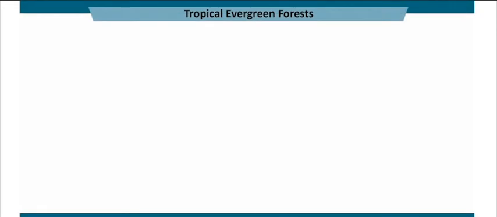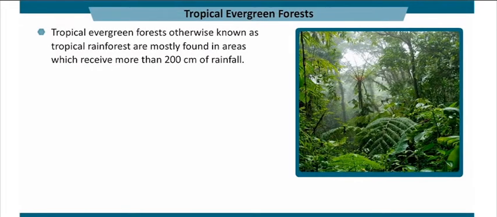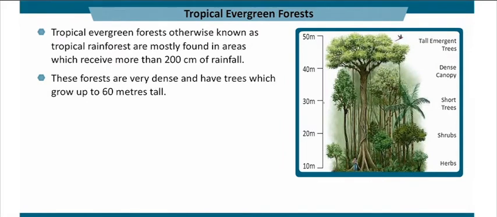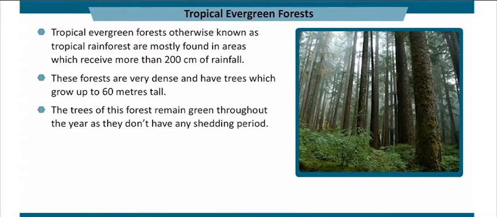Tropical evergreen forests. Tropical evergreen forests, otherwise known as tropical rainforests, are mostly found in areas which receive more than 200 cm of rainfall. These forests are very dense and have trees which grow up to 60 meters tall. The trees of this forest remain green throughout the year as they don't have any shedding period.